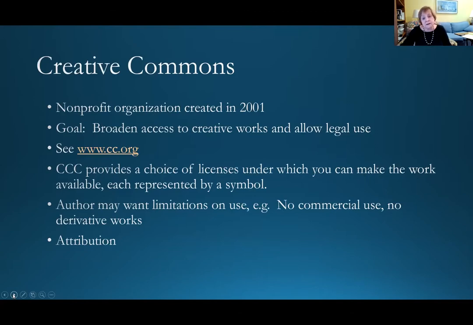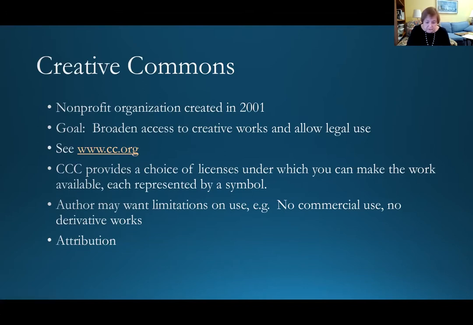Creative Commons. I was asked about Creative Commons and what that does. So Creative Commons was a nonprofit organization that was created in 2001, and its goal was to broaden the access to creative works and allow them to be used legally. Their website is www.cc.org. I know a lot of you are familiar with Creative Commons because that's one of the places where it's considered an acceptable repository, if you will.